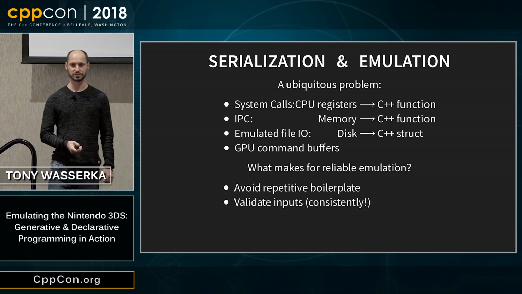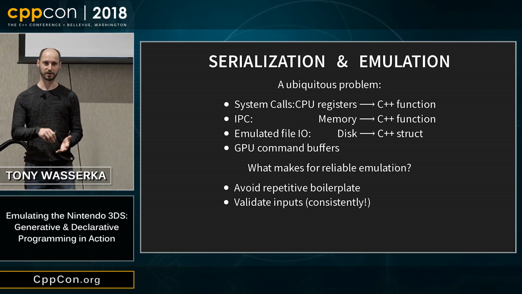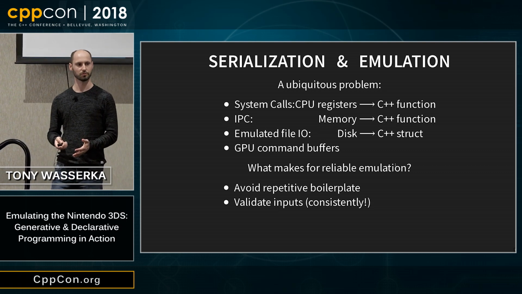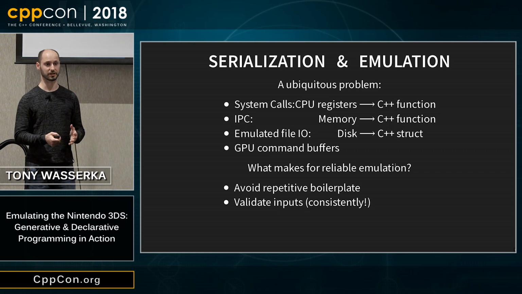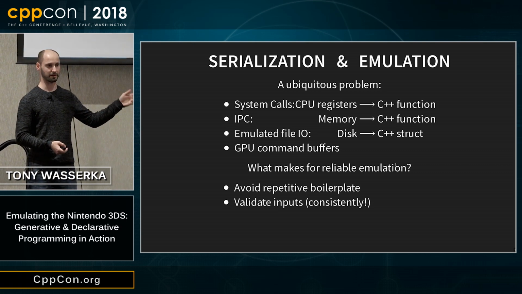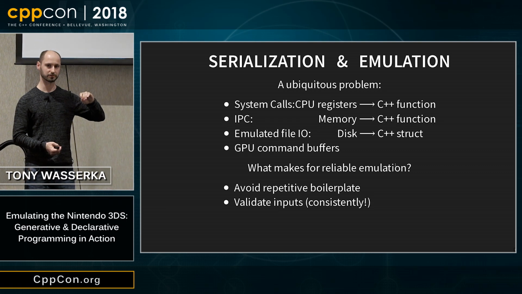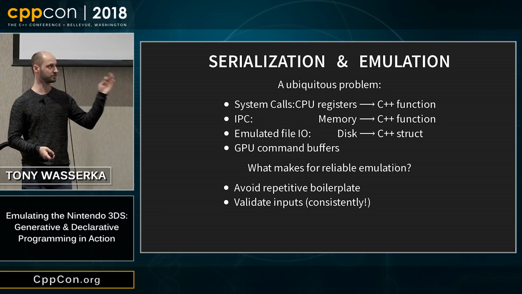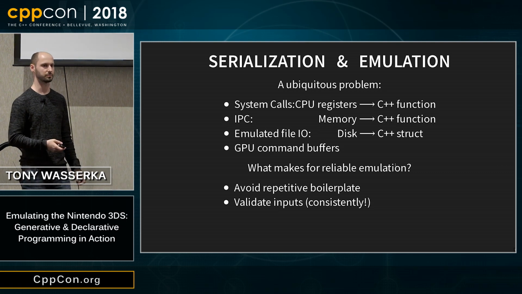We want to validate inputs where possible. If somebody is passing in an invalid handle into an operating system call, we want to catch that condition, and we want to catch it consistently. So if somebody is doing some behavior like that, we might be returning an error code. We don't want to return a different error code for one function than from the other. So we want to do it consistently so that we have a well-behaved system.